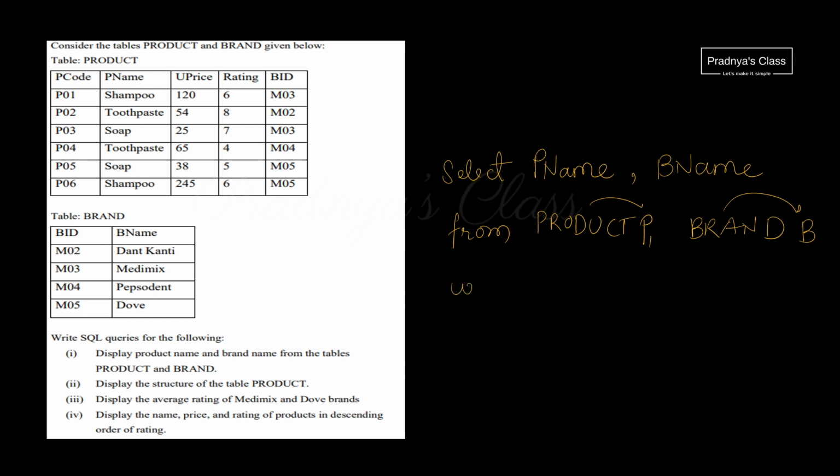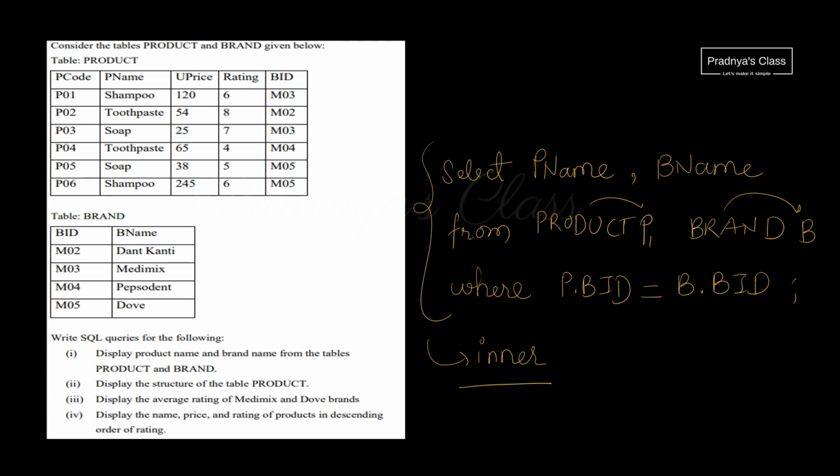It's time to write the where clause. With the where clause, we are matching the common column. The condition is P.BID should be equal to B.BID. So here is the query. You can even write this query with inner join too, because we need matching records, and you know we get matching records with inner join or with equi-join.